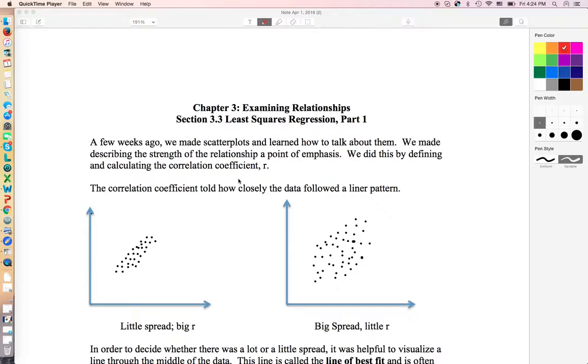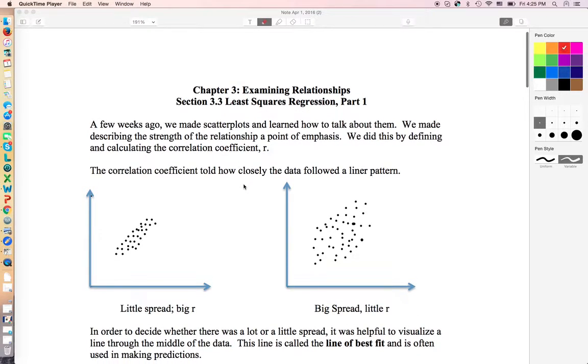Until then, we have one more section that we have to cover. That's section 3.3 on ordinary least squares regression. That's going to be our focus for the entire week. So let's do a really nice job with it.